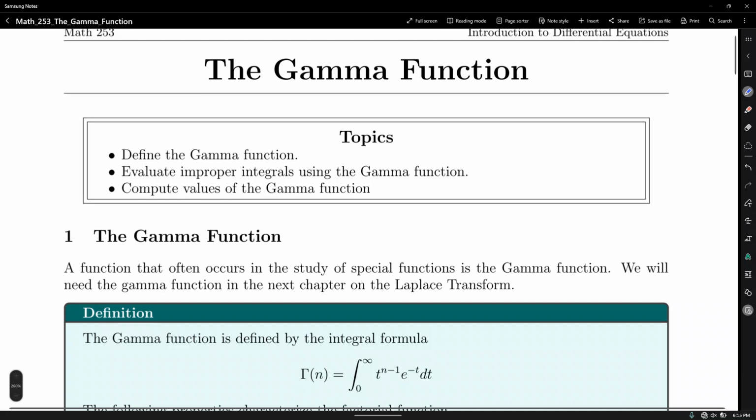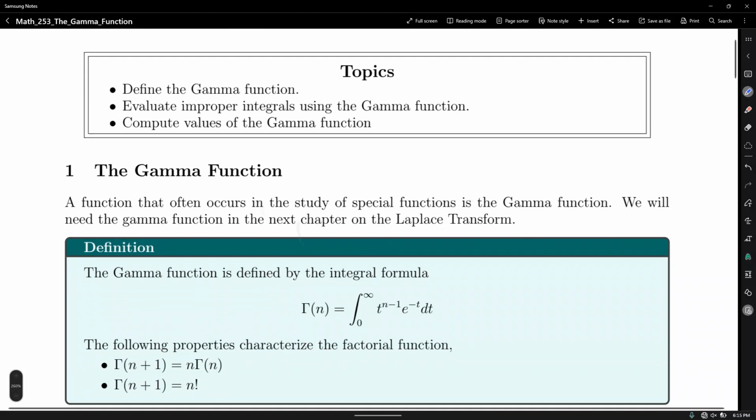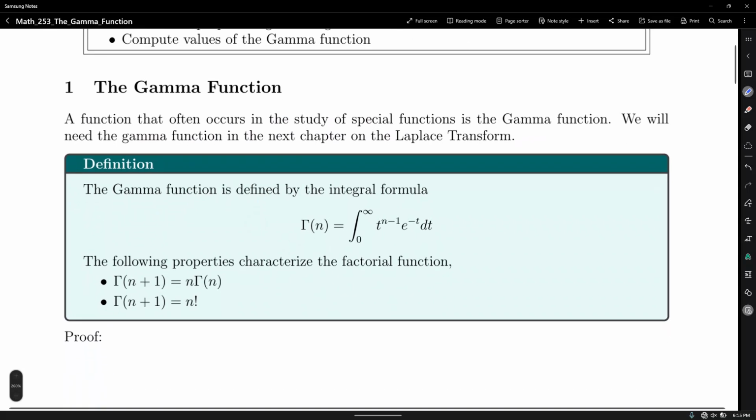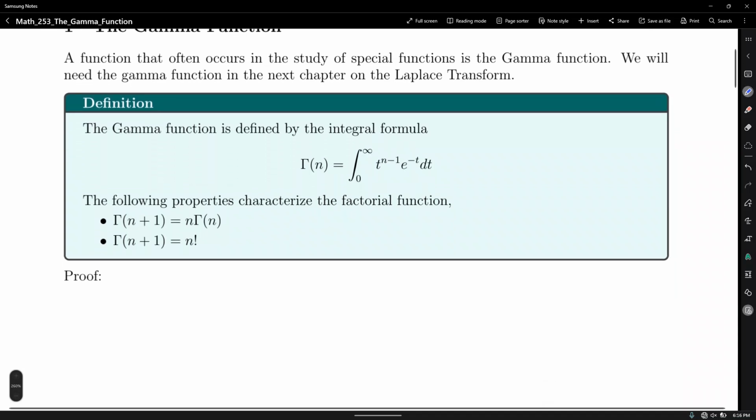Okay, guys. Well, the gamma function is one of those special functions that occur in applied mathematics and sometimes in pure mathematics. And this gamma function, gamma of n, is the integral from 0 to infinity of t to the n minus 1 e to the negative t dt. Actually, its properties characterize the factorial function, or the factorial of a number. Well, let me show you the proof of this improper integral, so you can see how this relates to the factorial.